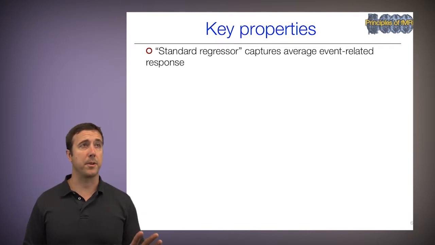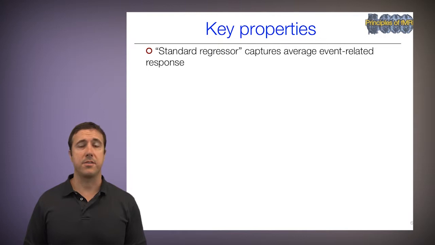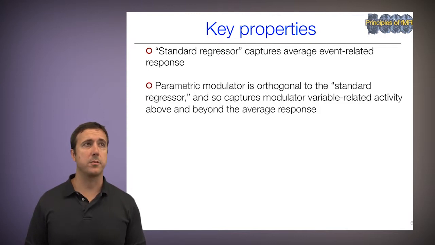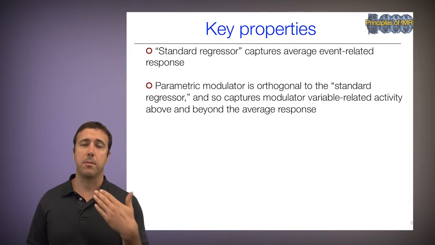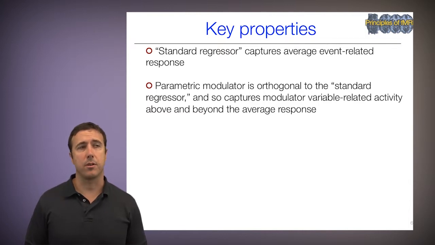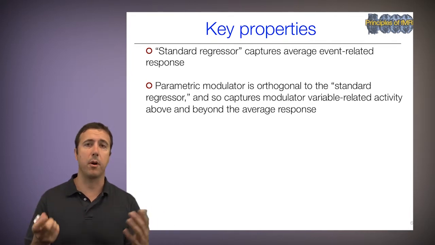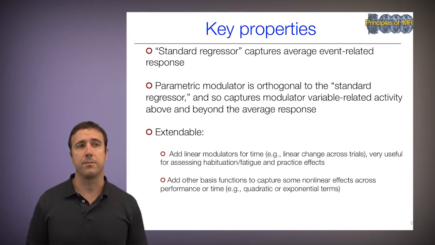So here are some key properties of parametric modulator models. One is that the standard regressor captures the average event-related response, and secondly, as I said, the parametric modulator regressor captures variation around the mean. And that means it's orthogonal to the standard regressor, and so it's essentially parsing the overall fit into the average and the modulated parts, which is what we wanted to do.